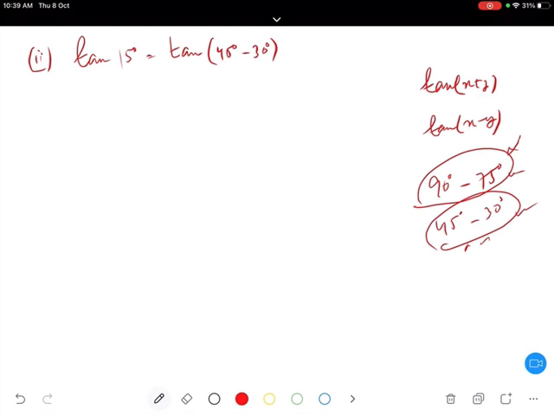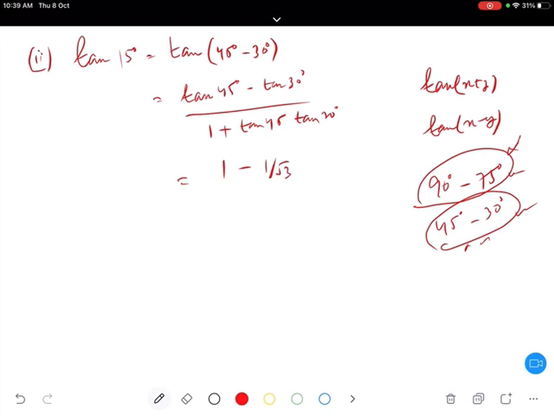Now tell me, what is the formula? Formula of tan of x minus y. Jaldi. It is tan 45 minus tan 30 divided by 1 plus tan 45 tan 30. Yes or no? So tan 45 is what? 1. And tan 30 is what? 1 by root 3. Divided by 1 plus 1 into 1 by root 3.